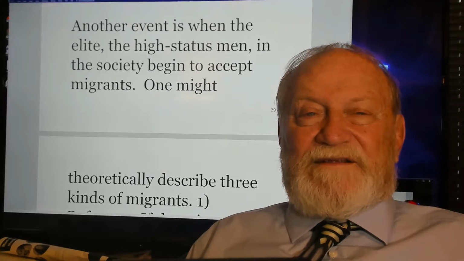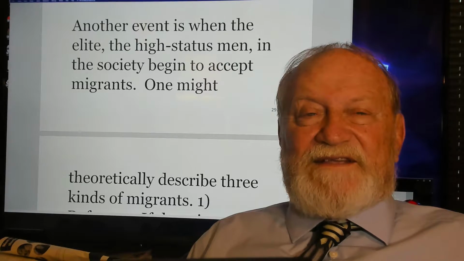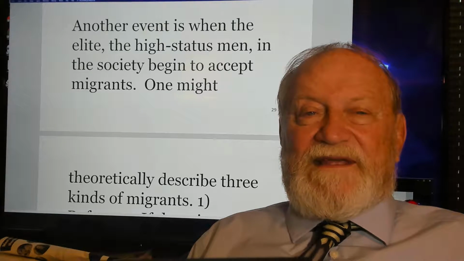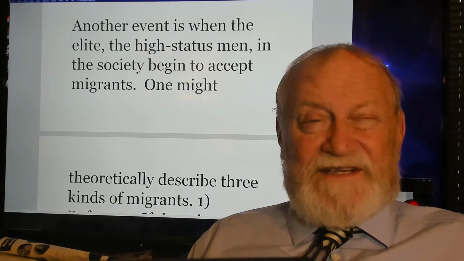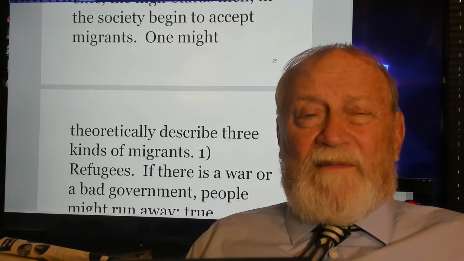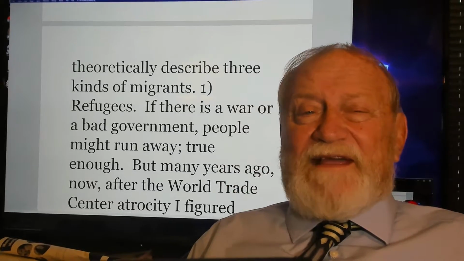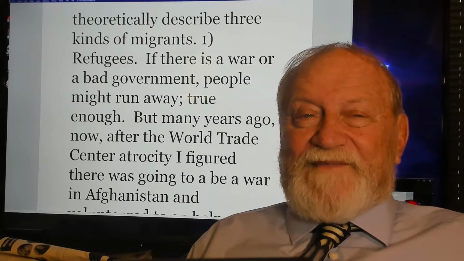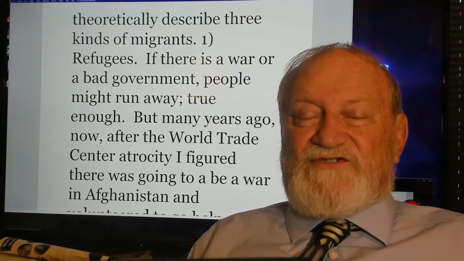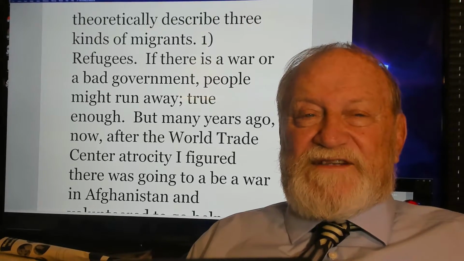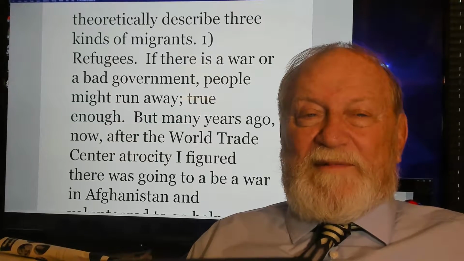Another event is that the elite, the high status men in the society begin to accept migrants. Remember, it's the big shots who are establishing policy. One might theoretically describe three kinds of migrants. Ready? Oh, this is going to be incorrect, let me tell you that. But it's true if you think about it. One is refugees. If there's war or bad government, people might run away.